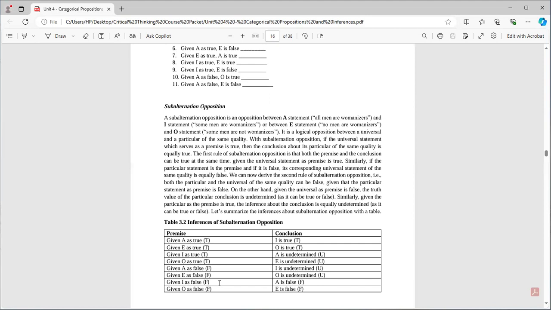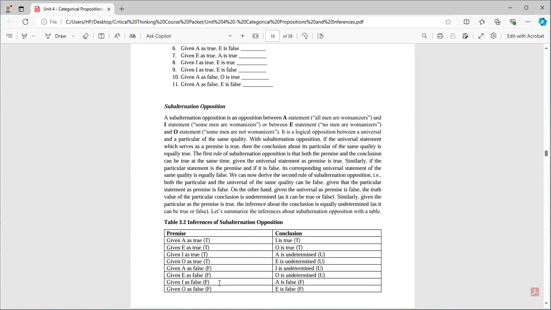So for subordination, when the universal is true, the particular is true. But when the universal is false, the particular is undetermined. Because if the universal is false, all men are clever is false. It goes with some men are clever. If all men are clever is false, it could be that some men are clever is true. It could be that no men are clever is true.